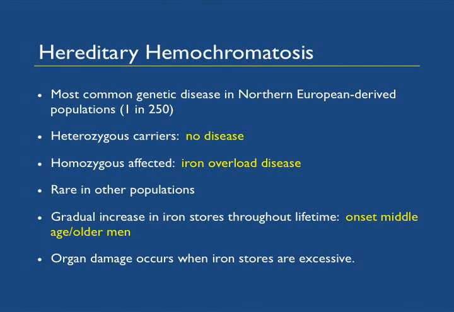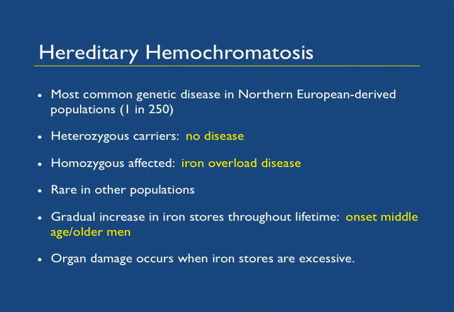Let's move on to hereditary hemochromatosis. This is the most common genetic mutation and disease in northern European-derived populations. The disease itself may occur in 1 of 250 people. Heterozygous carriers have no disease. The homozygous affected patients in their lifetime may develop iron overload resulting in disease. This disease is very rare in other populations.